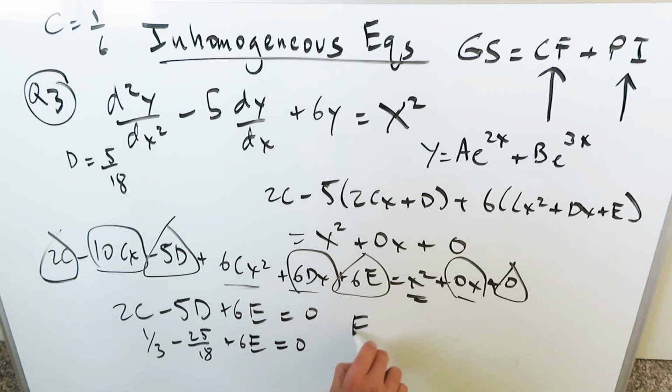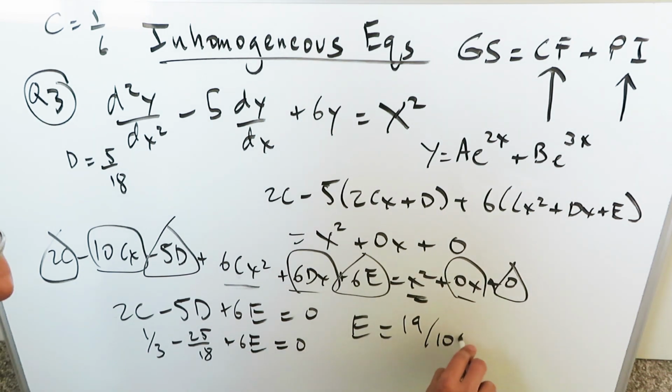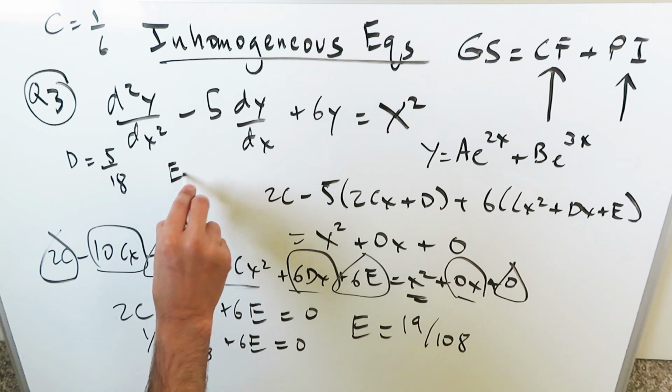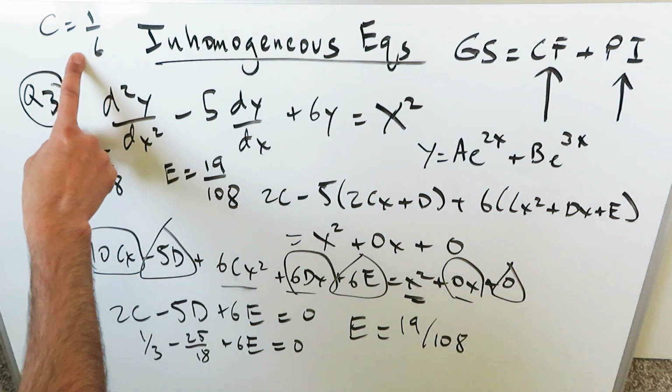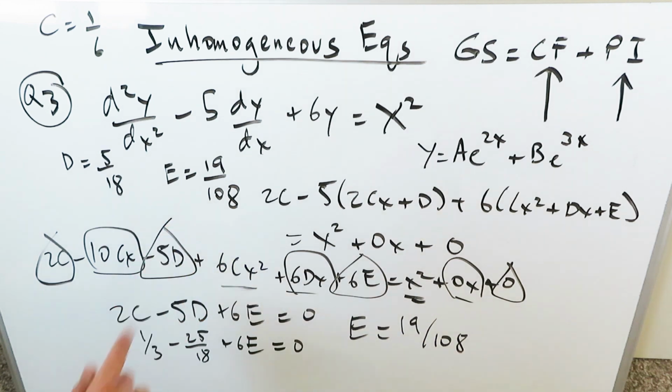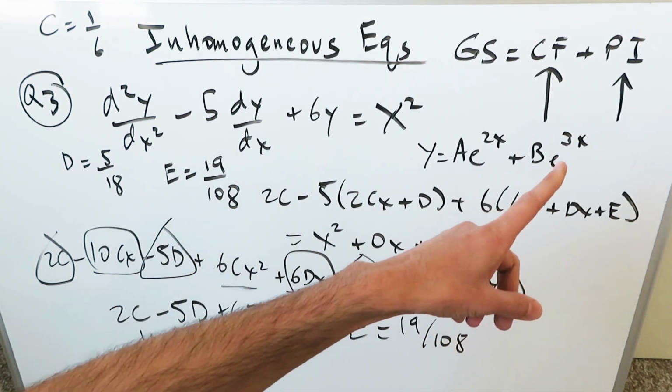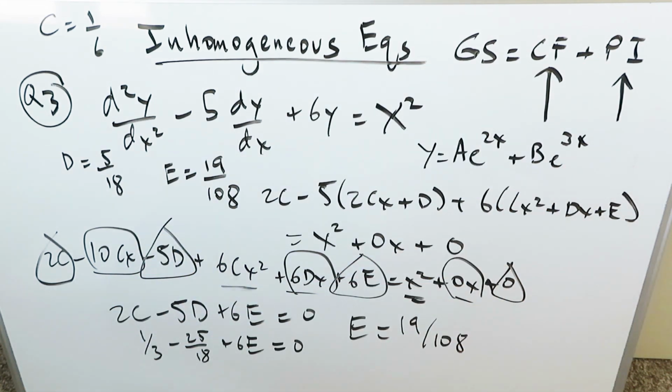If you solve this out properly, I won't spend time on the fraction algebra and all of that, you get a value for e. 1 over 3 minus 25 over 18 plus 6e is equal to 0. E will be equal to 19 divided by 108. Let's put that over here. 19 over 108. We have our value of c, we have our value of d, we have our value of e. These are your particular integral parts right there, your PI. Let's bring everything together for our general solution. We'll make the space and we'll complete this question.